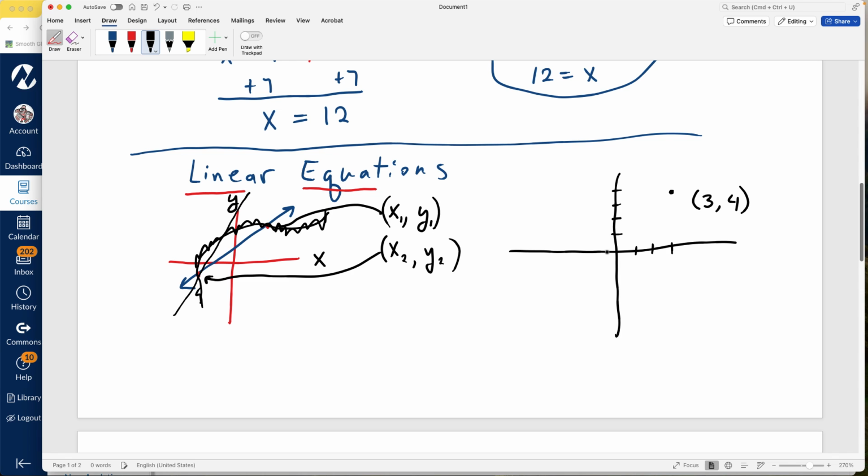And then we'll do a point down here. 1, 2, 3, 4, 5. 1, 2, 3. Put a point here. This is going to be -5, -3.